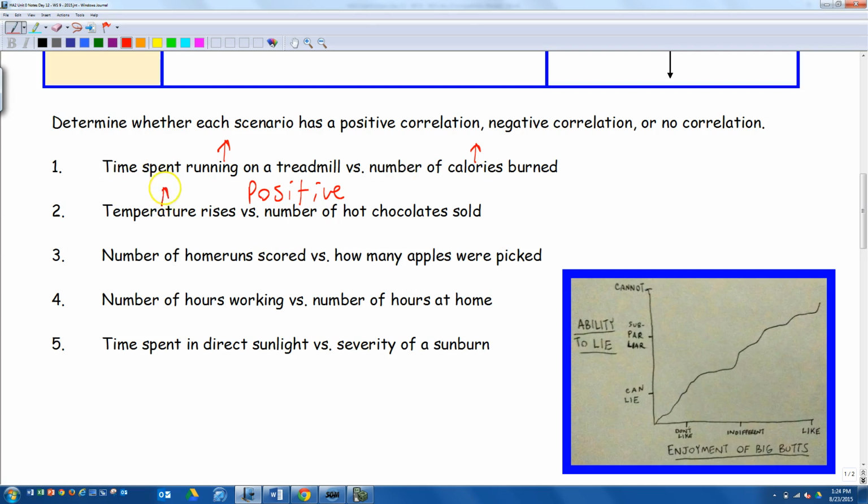If the temperature rises, it's getting hotter outside. So if it's getting hotter outside, the number of hot chocolates sold should go down, right? So that means that as one goes up, the other one goes down. This would be negative correlation. Number 3, number of home runs scored versus how many apples were picked. I cannot see how you can really relate those, so that would be no correlation.